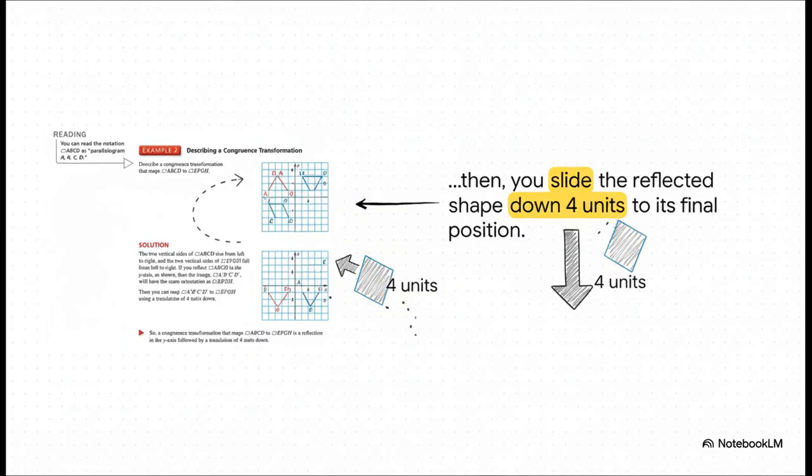And from there, it's a straight shot. The orientation is correct now, so all we have to do is a simple translation. We just slide that new shape down 4 units, and voila! It lands perfectly on top of EFGH. So the full congruence transformation was a reflection followed by a translation.